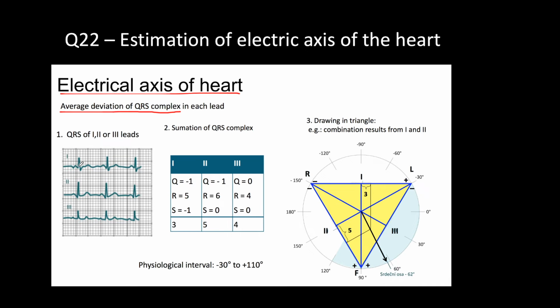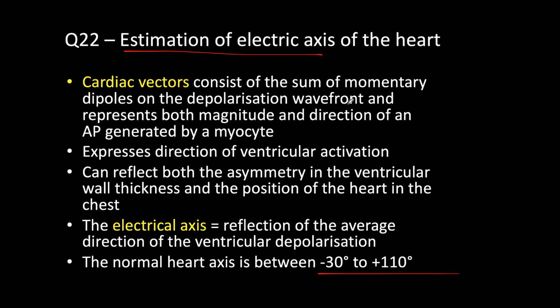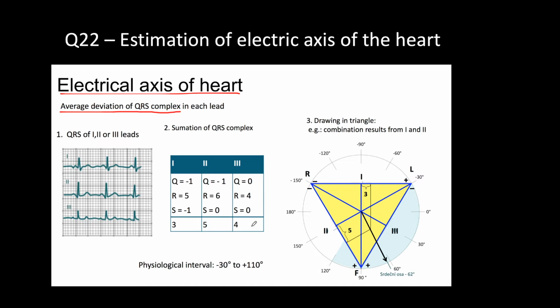And then you count the squares, 1, 2, 3, 4, 5. R is 5, S is minus 1, and you add this up, and that's what we mean by sum of momentary dipoles on the depolarization wavefront. You add these up, you get 5, 3, 5, and 4. And then you put this onto a hexaxial system, negative to positive. You start in the middle, right? And you count towards the positive electrode, always towards the positive electrode. So if it's 3, 1, 2, 3, and on lead 2, again start in the middle, count towards the positive electrode. Here we have minus 1, plus 6, and then 0. It's on the isoelectric line. There is no S wave here.